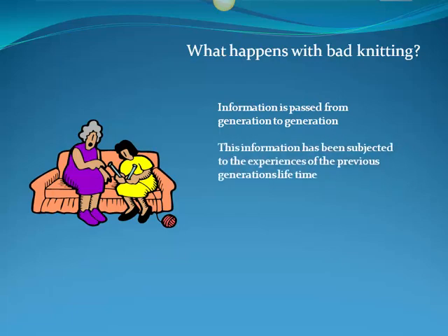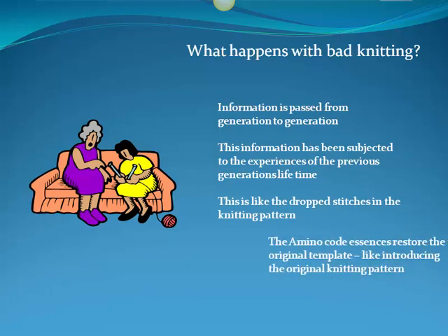The information that's passed down has been subjected to the experience of the previous generation's lifetime, and all that information is held and passed on to the new generation. And this is where it becomes exactly like the dropped stitches in the knitting pattern, where you've got holes where there should be perfect information to respond.